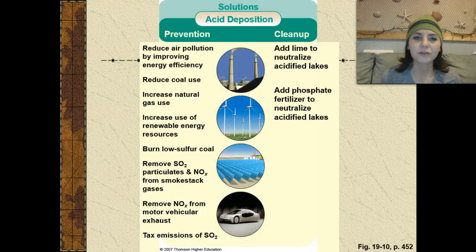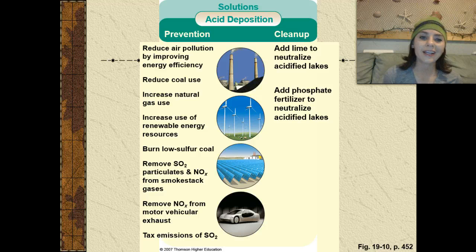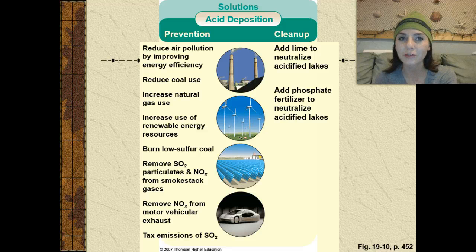So what are some of the solutions? Well, of course, it's much easier to prevent this from occurring than to clean it up. So as far as preventative measures that we can take for acid deposition, we could reduce air pollution by improving energy efficiency. We could, of course, reduce our coal use. We could increase natural gas use, but that in turn comes with its own set of problems, like getting the natural gas, which can include fracking, and there's a whole slew of problems involved with that we've already discussed.